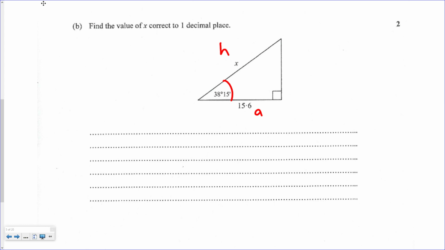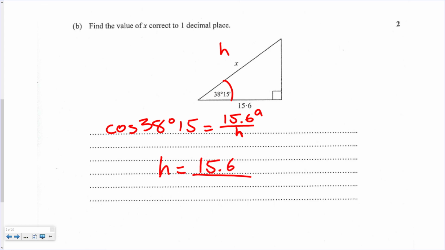CAH is going to give us this one, so we have cos of 38 degrees 15 minutes equals, remember, adjacent over hypotenuse, so 15.6 over h. Now, this time we have the h on the denominator, so what you can't do is just multiply the 15.6 across and then that's it. Remember, whenever the h is on the denominator, the thing you're trying to find, you swap things around. So here we'll say h equals 15.6 divided by cos 38 degrees 15 minutes, and when you put that into your calculator you get 19.9.